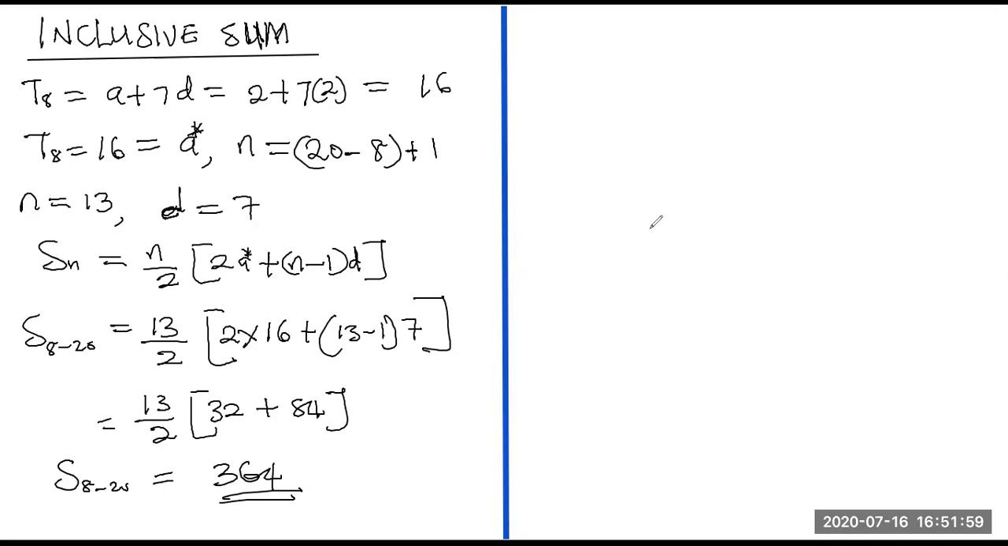Alright, perfect. So take note. There are different ways you can solve mathematics so long as it's consistent. Then the next one is exclusive sum. Okay, how do we get exclusive sum?